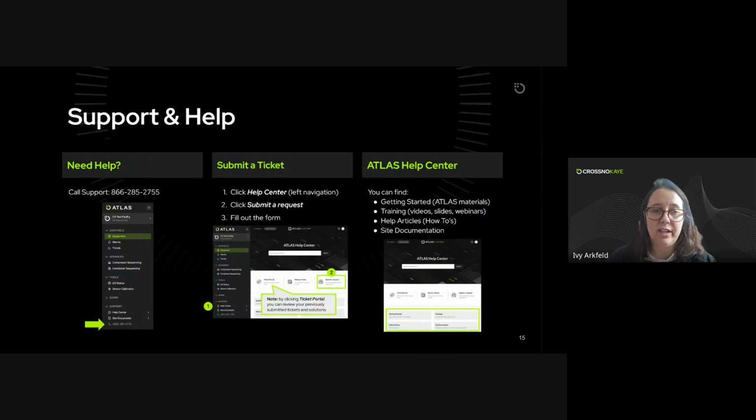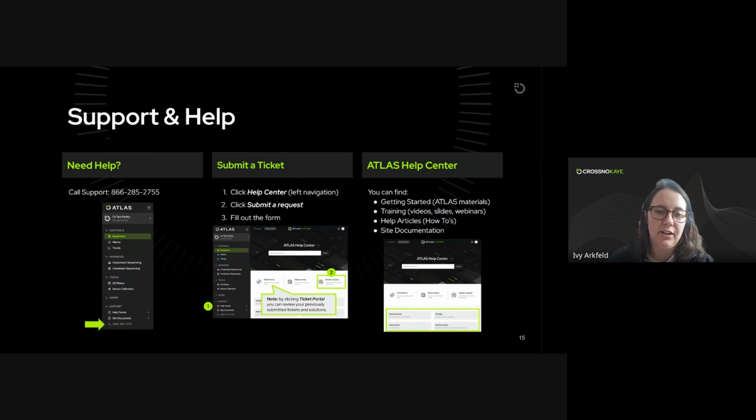And as always, if you're running into issues that CrossnoKaye can help you out with, first off, if you have an emergency or an immediate issue that you need help with, please call the support line. That'll get you the fastest response, but this is for situations that need immediate support. If you have something that can wait, submit a ticket. And when I say wait, I mean you submit it and you don't need immediate help.